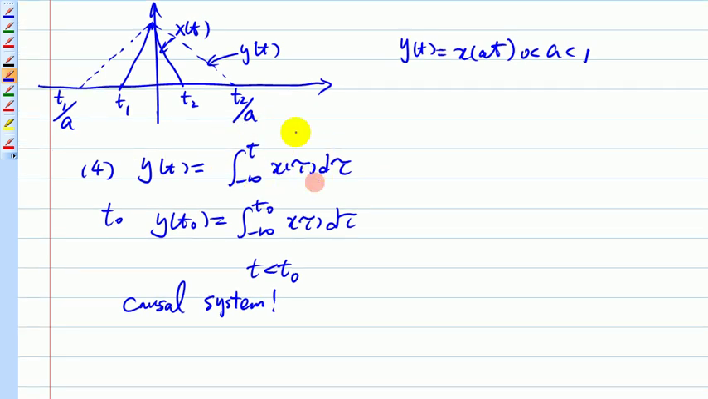So bear in mind that integral. Remember in the class we said integral essentially is a summation of all the values underneath this curve x of tau within the limit negative infinite to t.